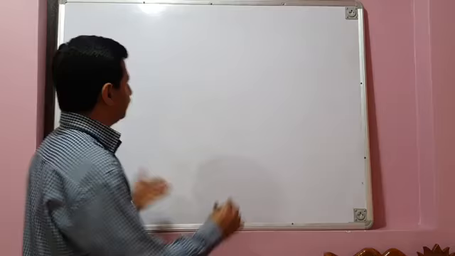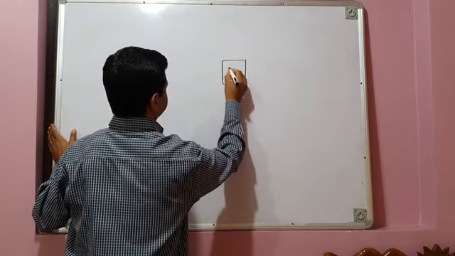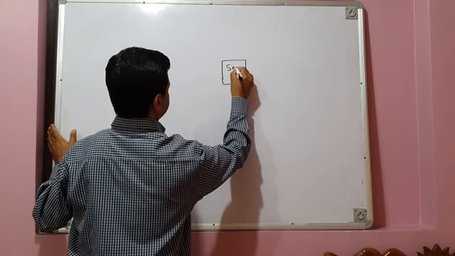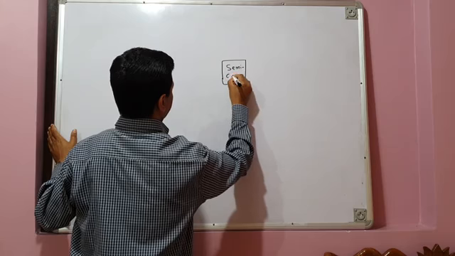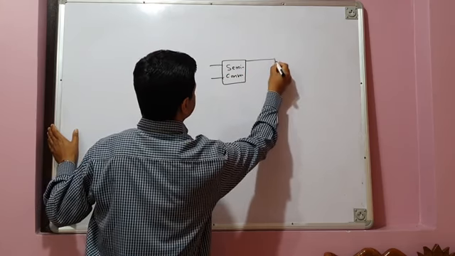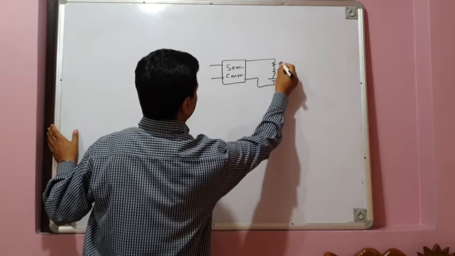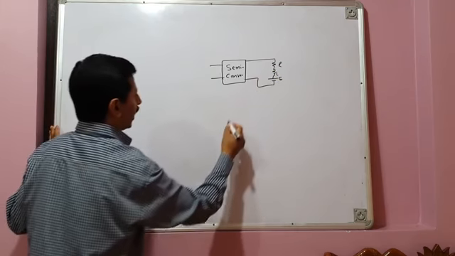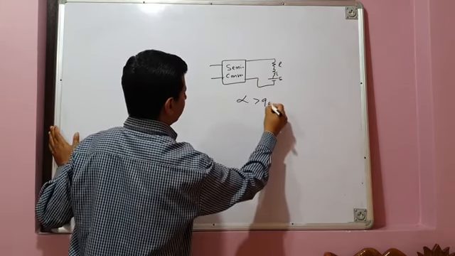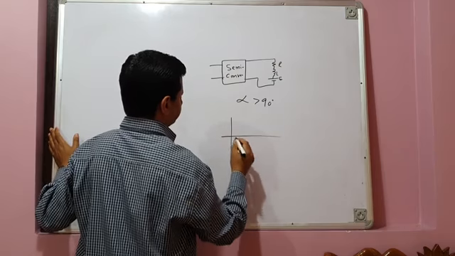Just summarizing, for example, if you have a single-phase semi-converter, and this semi-converter feeds an RLE type load. This is RLE. What happens for alpha greater than 90 degrees? Why don't we get inversion mode of operation? The reason is very obvious.